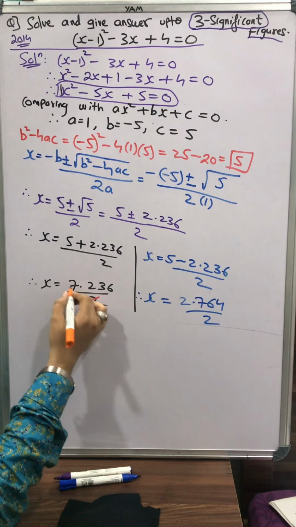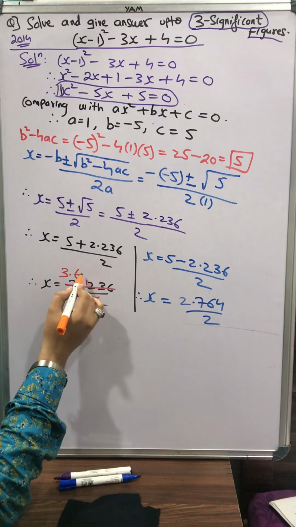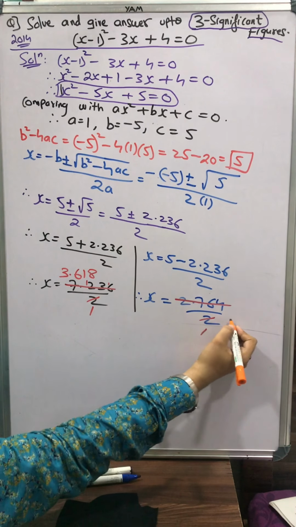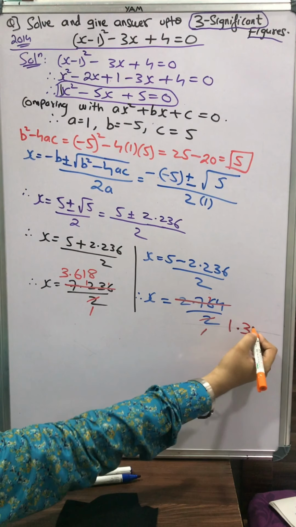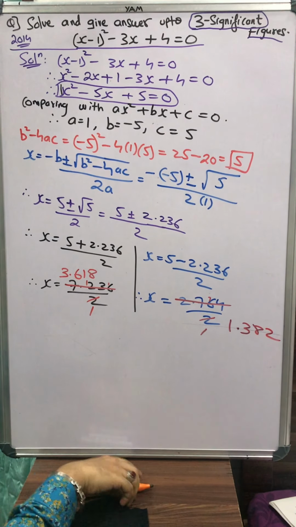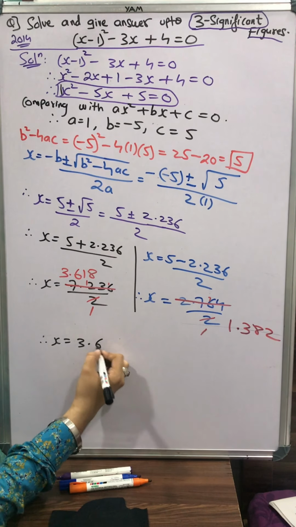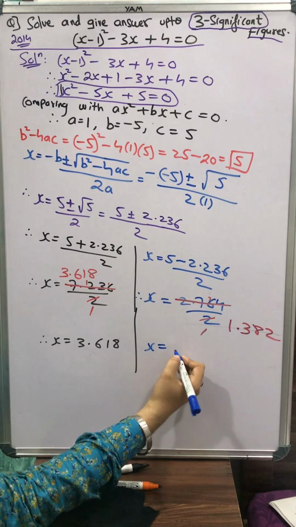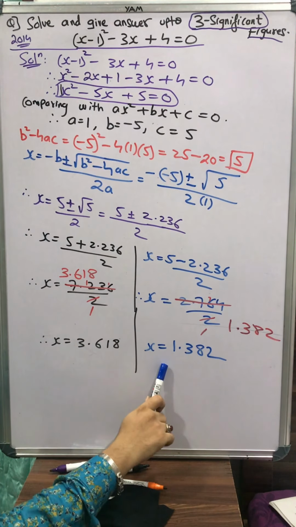Pay attention here. 2 ones are 2, 2 3s are 6, decimal point, carry 1. 2 6s are 12, 2 ones are 2, it's 3, so carry 1. 2 8s are 16. And over here 2 ones are 2, decimal point. 2 3s are 6, it's 7 here, so carry 1. 2 8s are 16. And 2 2s are 4. So can I say one of my answers is x is equal to 3.618, and my other answer is x is equal to 1.382. x is 3.618 and x is 1.382.